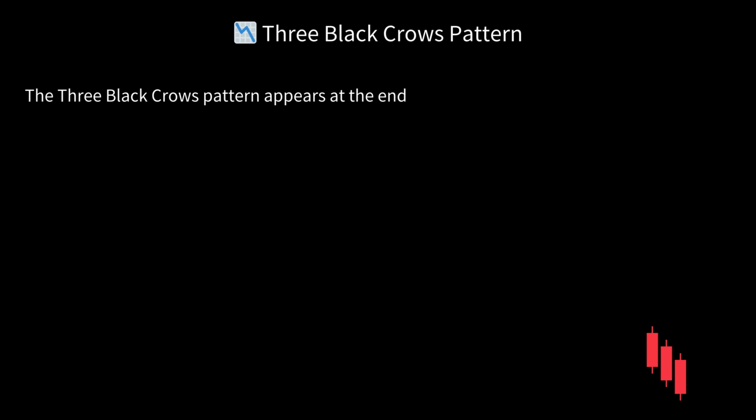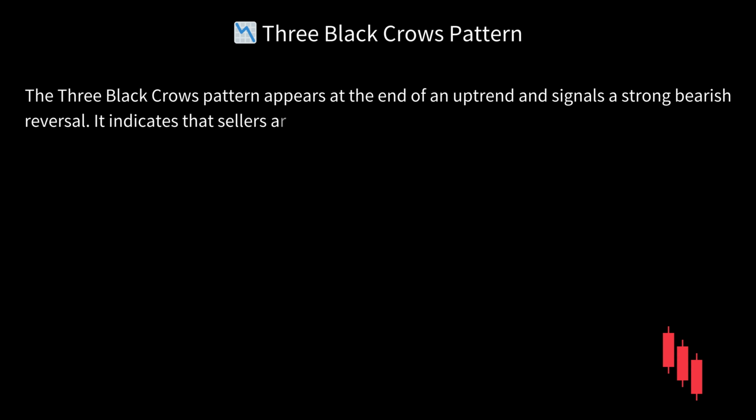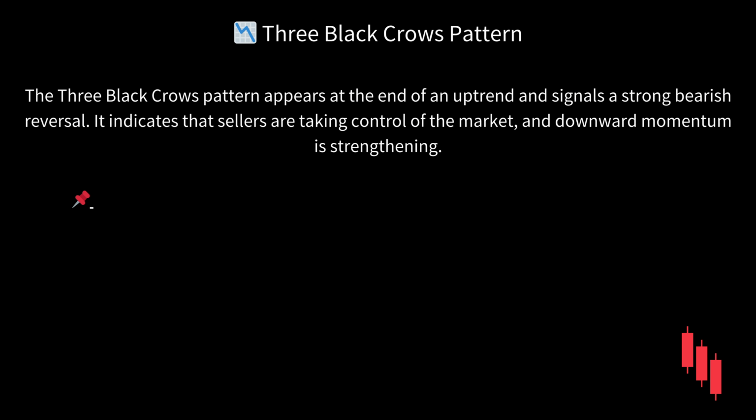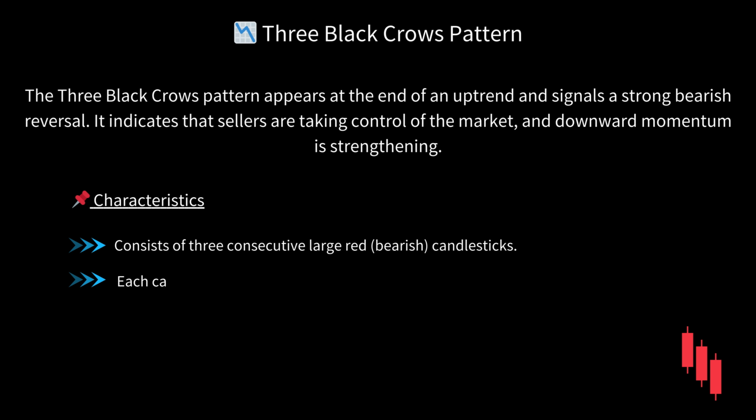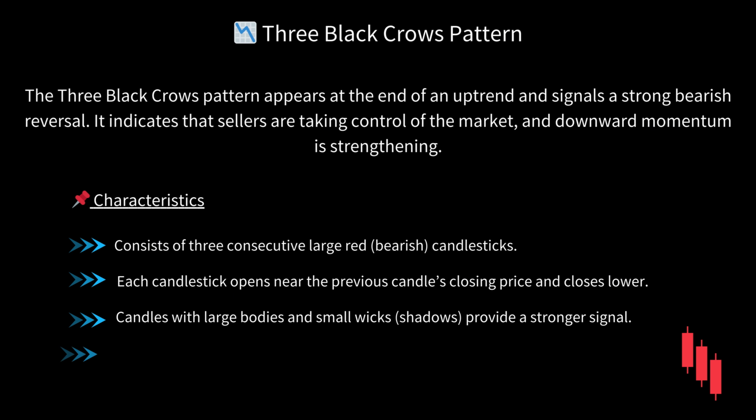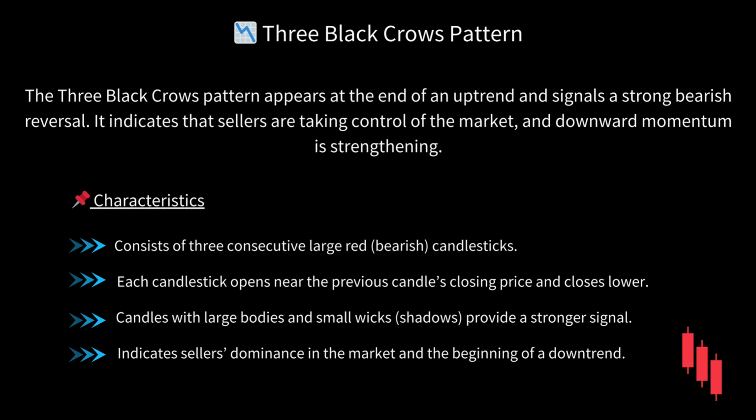Three black crows pattern. The three black crows pattern appears at the end of an uptrend and signals a strong bearish reversal. It indicates that sellers are taking control of the market and downward momentum is strengthening. Characteristics. Consists of three consecutive large red, bearish candlesticks. Each candlestick opens near the previous candle's closing price and closes lower. Candles with large bodies and small wicks, shadows, provide a stronger signal. Indicates sellers' dominance in the market and the beginning of a downtrend.